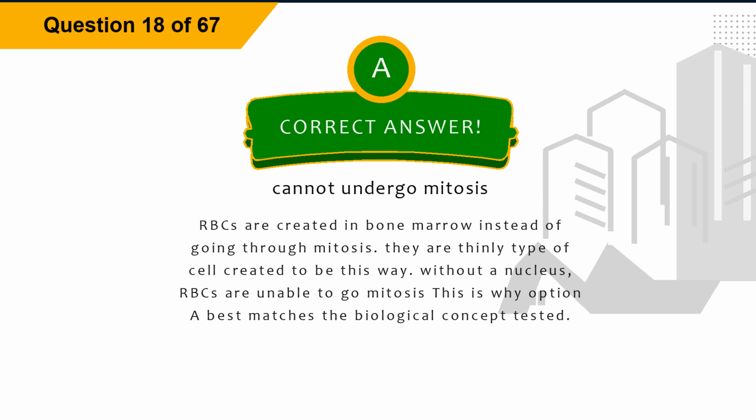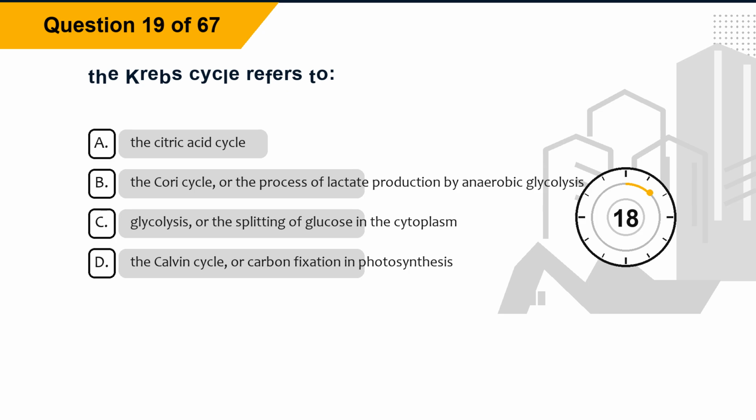This is why option A best matches the biological concept tested. Question 19. The Krebs cycle refers to: option A, the citric acid cycle. Option B, the Cori cycle, or the process of lactate production by anaerobic glycolysis. Option C, glycolysis, or the splitting of glucose in the cytoplasm. Option D, the Calvin cycle, or carbon fixation and photosynthesis.